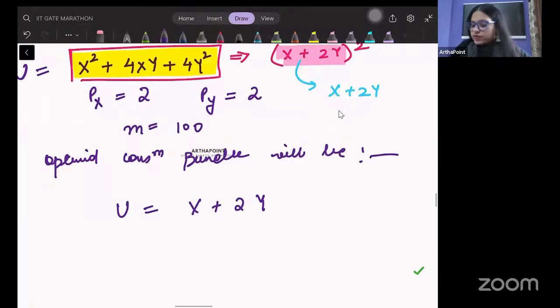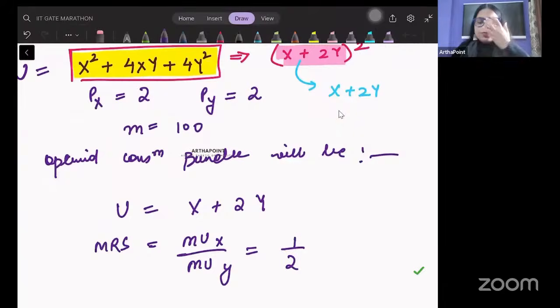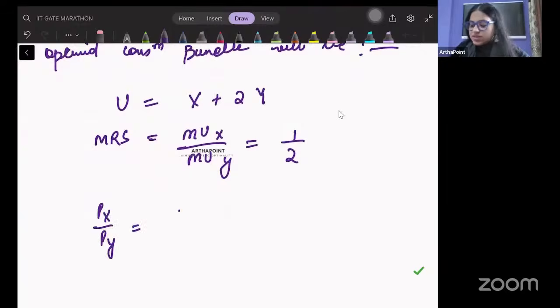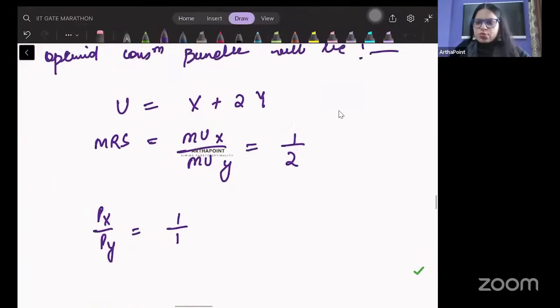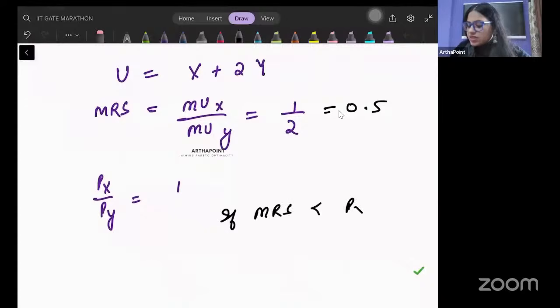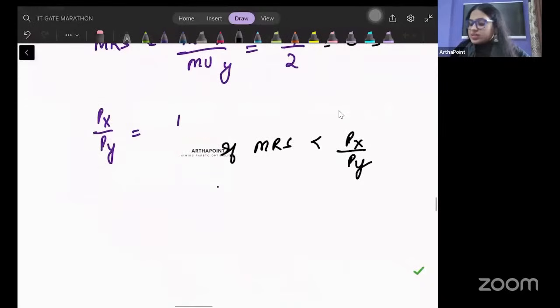Now we know how to solve this. We know that MRS is MUX by MUY. So MRS will be 1 by 2. And we know that PX by PY is given to us as 1 by 1. Here 2 by 2, so 2 by 2 is just 1. And then we can just use the property that if my MRS is less than PX by PY, then in substitute goods, we will consume all of good Y. हम सिर्फ good Y को ही consume करते हैं when MRS is less than PX by PY.